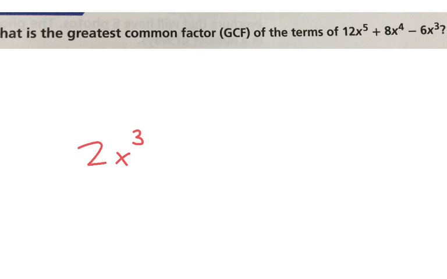So now what do they all have in common? They all have a 2. They all have an x, another x, and another x. So they have 2 times x times x times x, which is 2x to the 3rd. So it's just the smallest. So it is always the smallest exponent that all of the variables have in common.